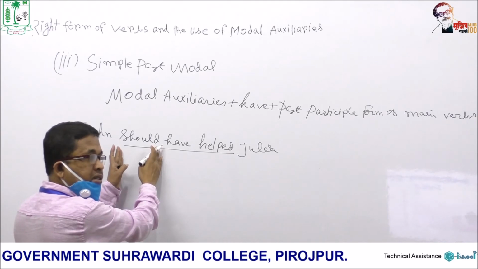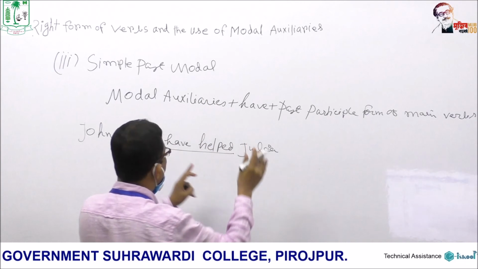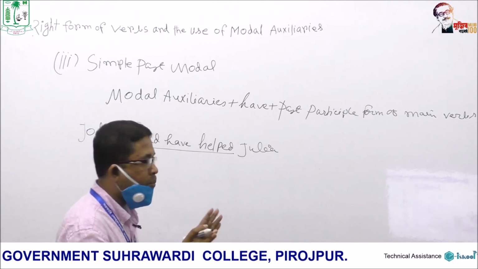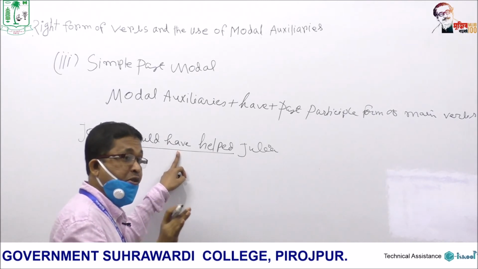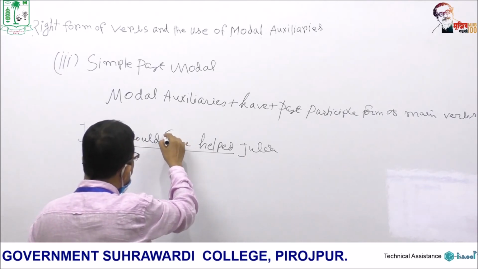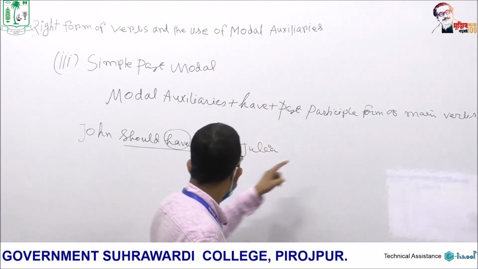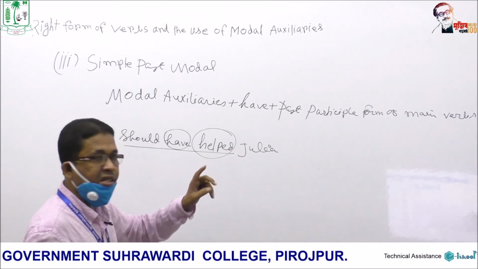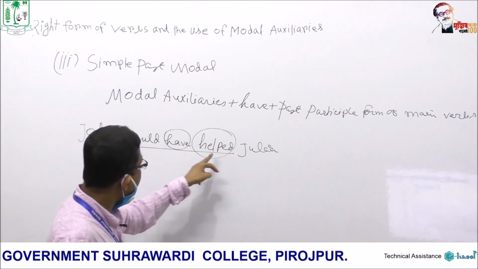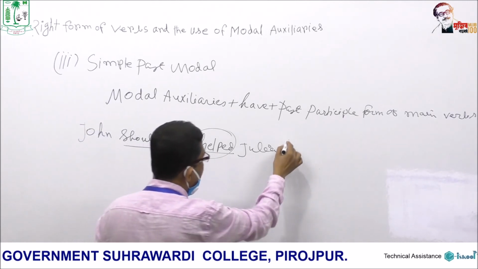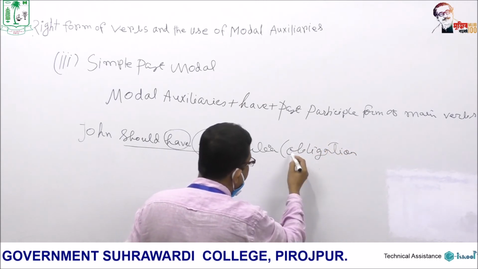Always unchanged in the first sentence. And then we have used have, as we have said that if we want to use a modal auxiliary in the past form, we have to use have after the modal auxiliary. Should have, and then the past participle form of main verbs, as we have mentioned here. Help, ed, the past participle. So this is the simple formula. That is, John should have helped Julia. It expresses obligation in the past, not in the present.